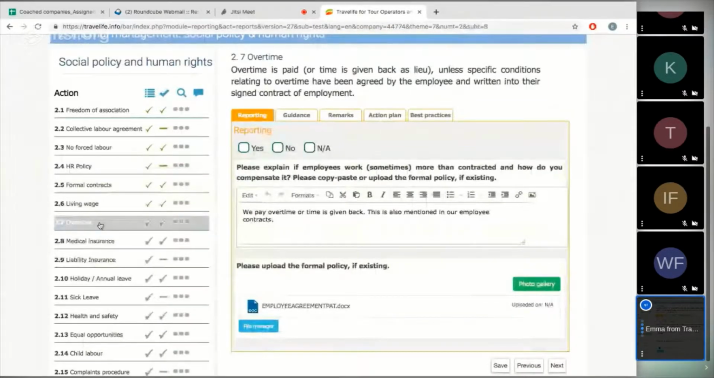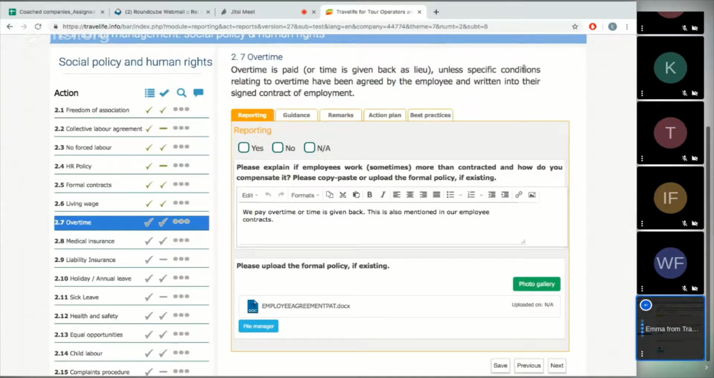2.7 is about overtime. So, of course, in the tourism sector, people often work overtime in high season. But then it's good to think how you compensate such overtime. So, is it paid, or is it, for example, time given back at another time?